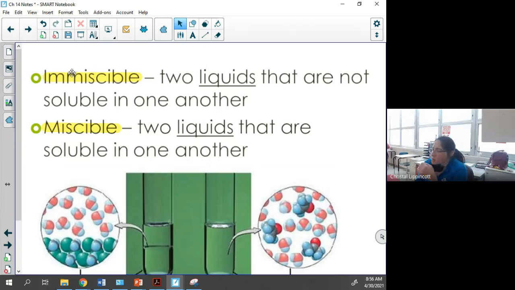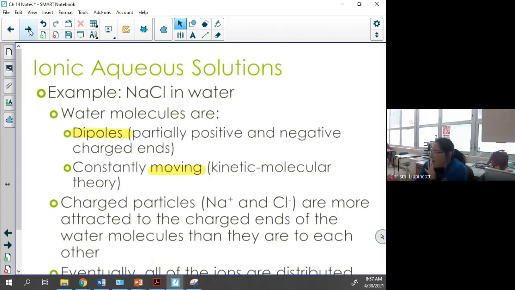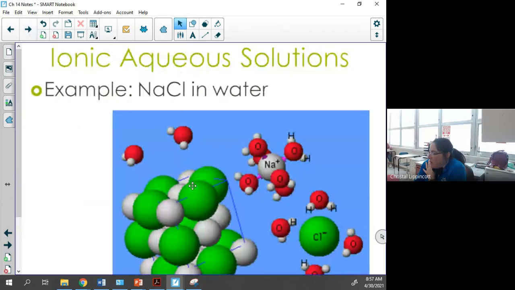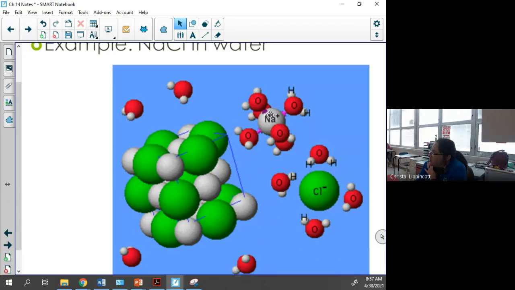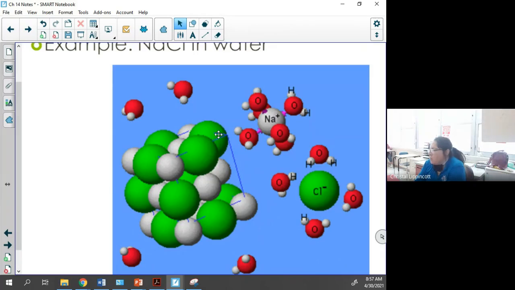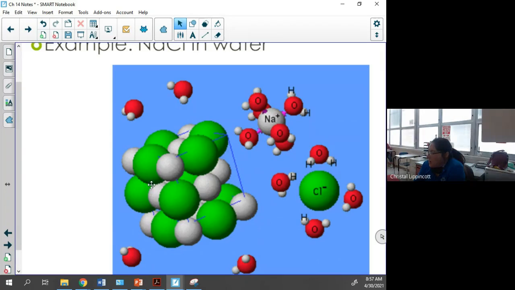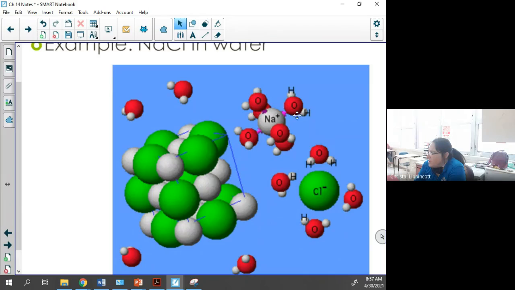And then we talked about the terms miscible and immiscible. And these pertain to two liquids. So if two liquids don't mix together, like oil and water, that would be immiscible. And if two liquids do mix together, then that would be miscible. Then we talked about how the water molecules can surround these ions and pull them off of an ionic compound, and the negative end of the water molecule would surround the positive ion, and the positive end of the water molecule would surround the negative ion.